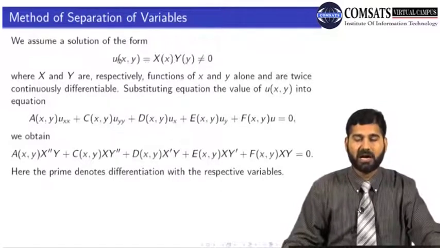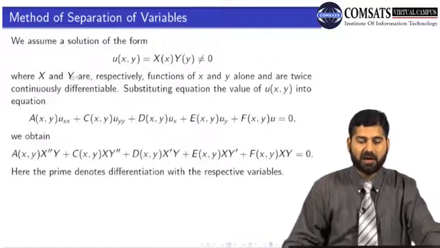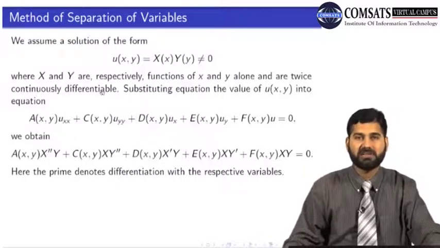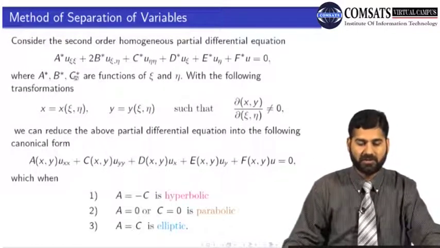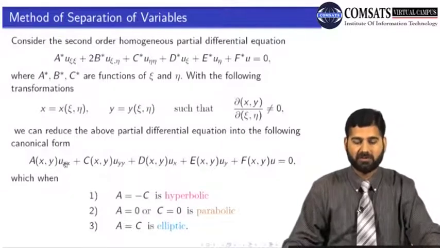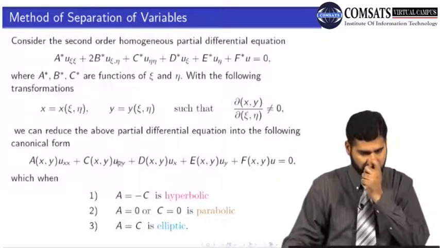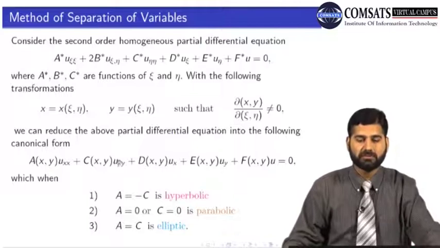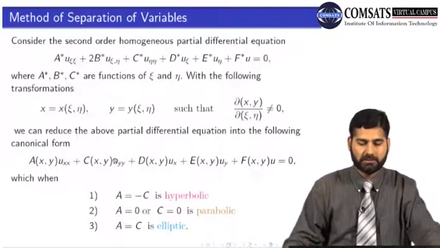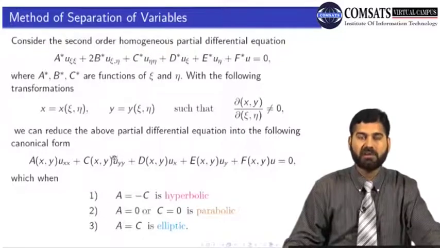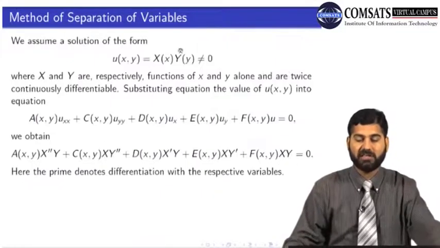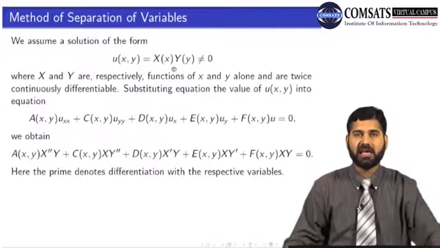Here you see x, y are mixed, but here X and Y are separate variables, where X and Y are respectively functions of x and y alone and are twice continuously differentiable. Why twice continuously differentiable? Because we need to solve this equation. So there are two derivatives with respect to x and two derivatives with respect to y, so these must have two derivatives as well, X and Y.